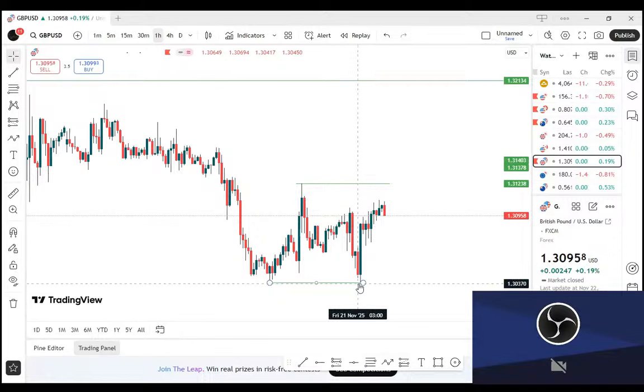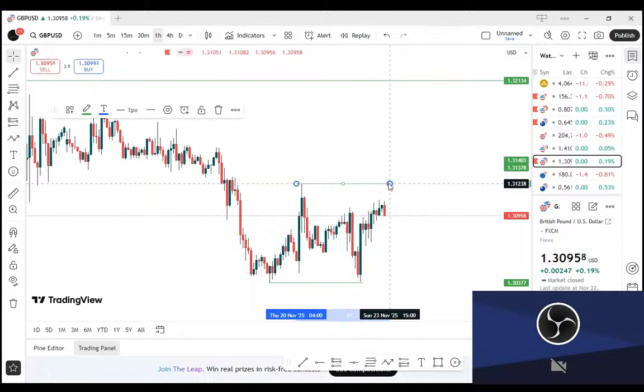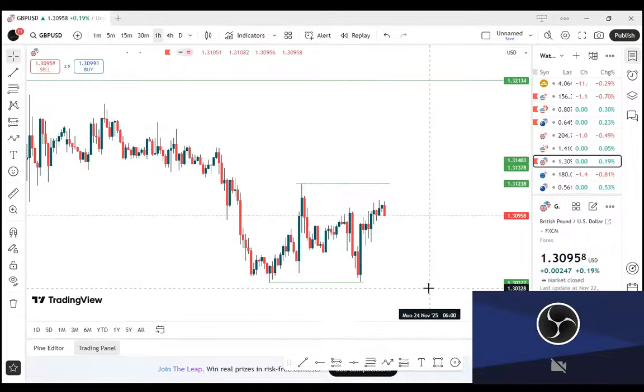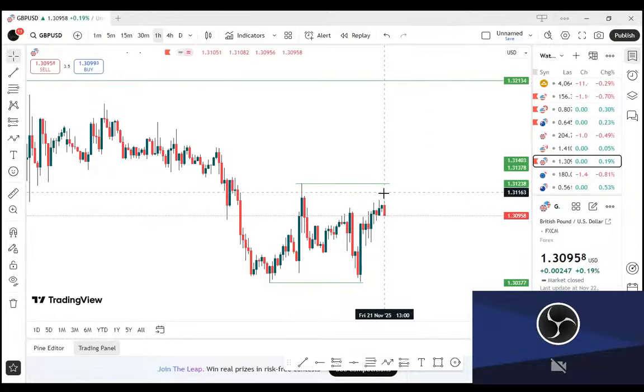This low is being respected. You notice this low is being respected, but this high has not yet been respected, telling you that price might likely do what? Price might likely come back here. And if you got smashed out, your point of interest is here.